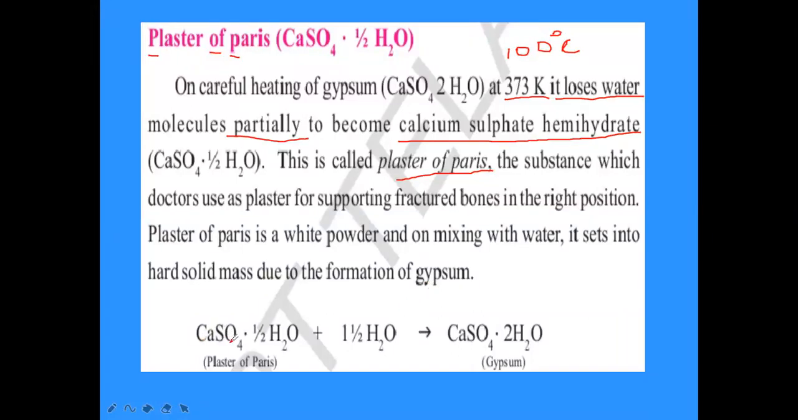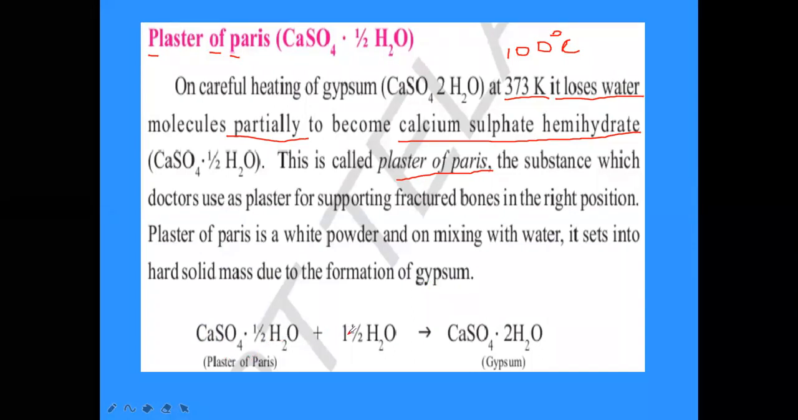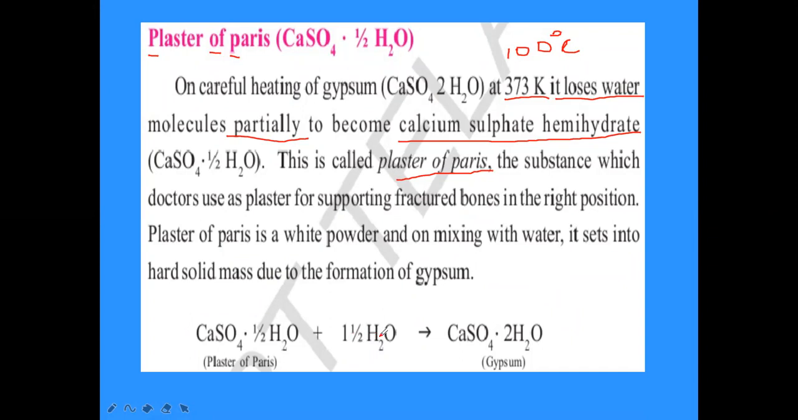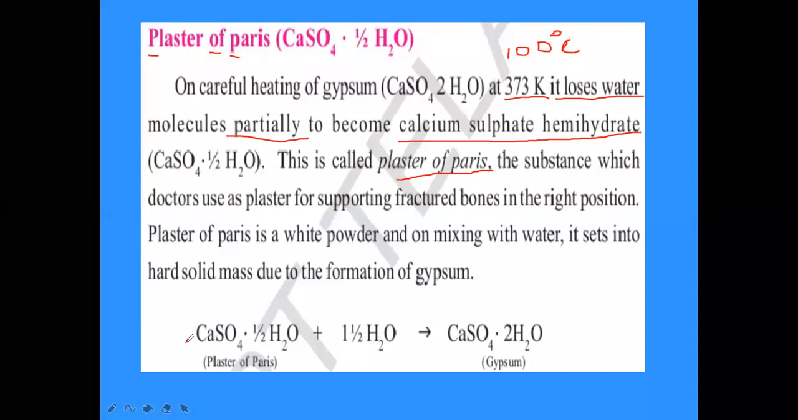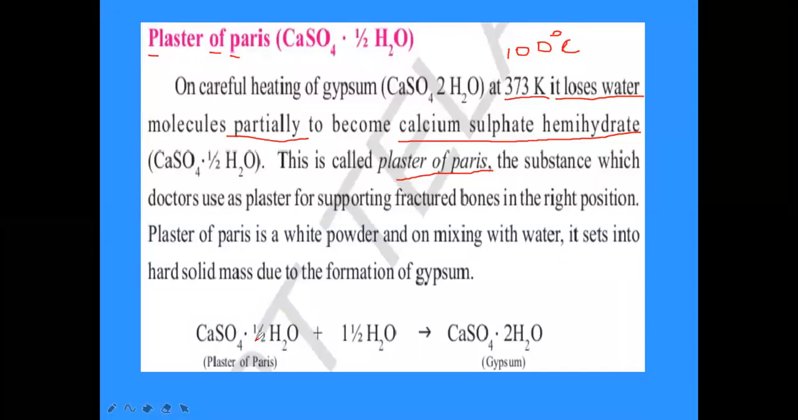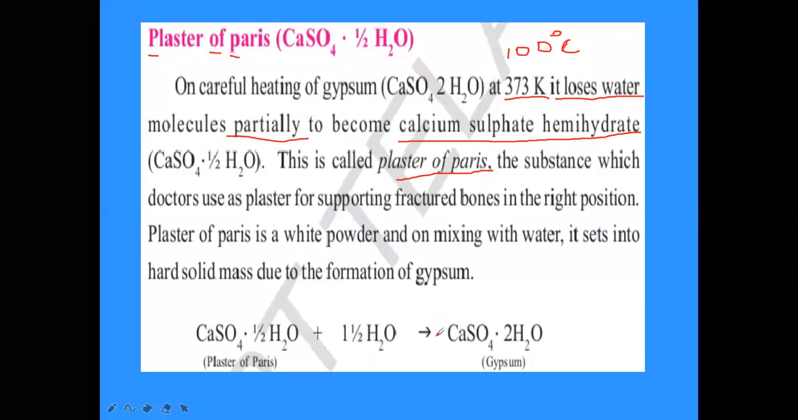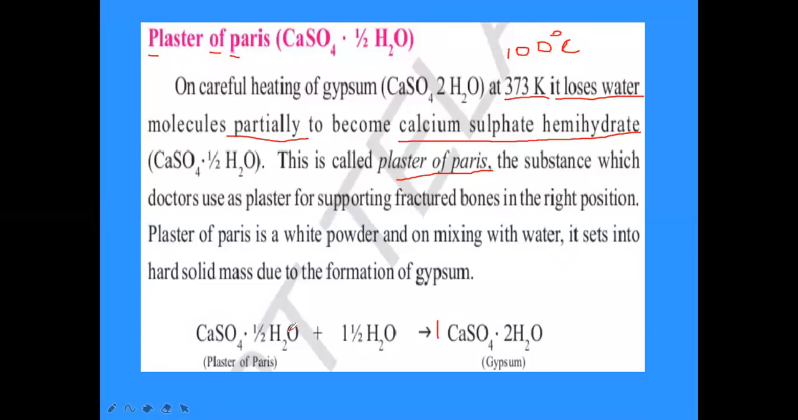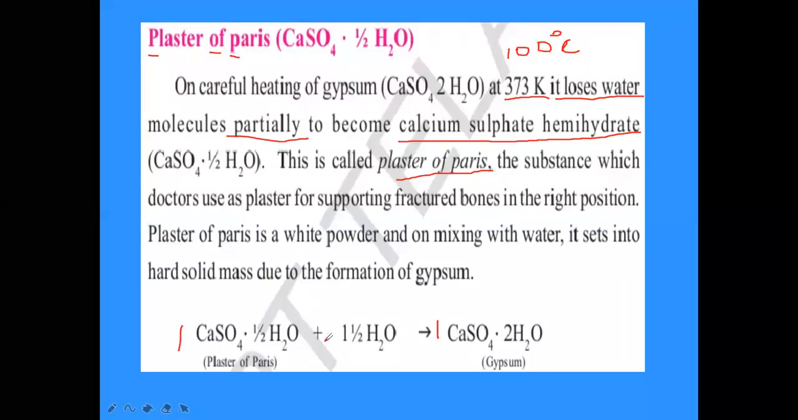When calcium sulfate hemihydrate, that is plaster of Paris, mixes with one and a half moles of water, 1.5 moles of water and 1 mole of plaster of Paris, we get 1 mole of gypsum. So 1 mole of gypsum is obtained from 1 mole of plaster of Paris by absorbing one and a half moles of water. So like this, plaster of Paris becomes a very hard mass, that is gypsum.